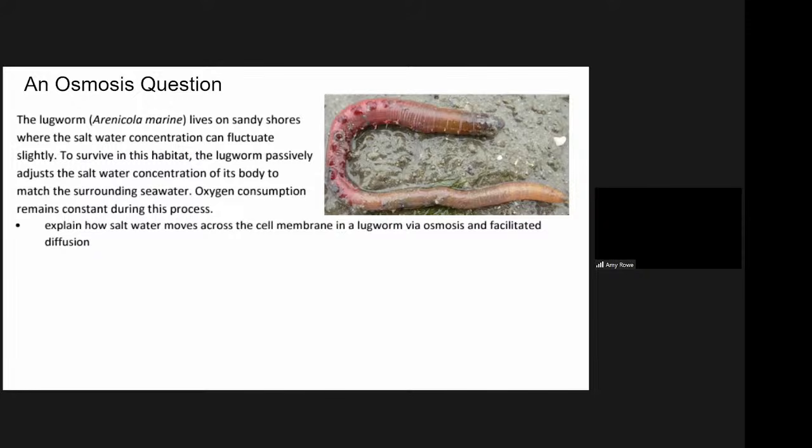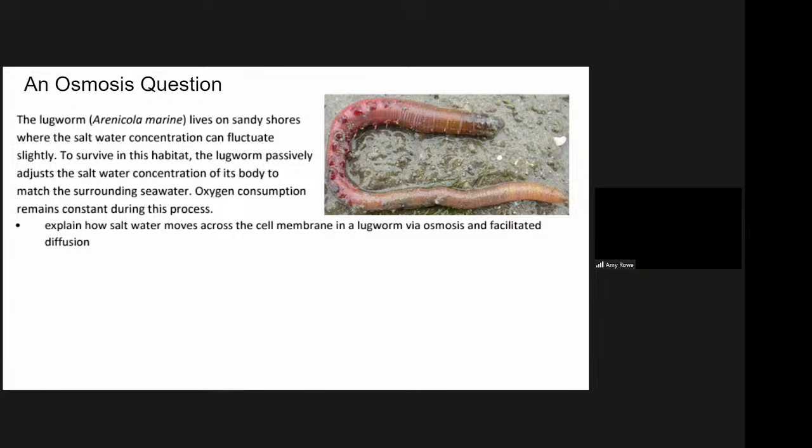So here's an example of an osmosis question. I apologise for the gross picture. I think this one dates from the 2016 exam, from memory. It is about a lugworm, which is a worm that lives on sandy shores where saltwater concentration can fluctuate or change slightly. In order to survive in this habitat, our lugworm needs to passively adjust the saltwater concentration of its body to match the surrounding seawater.